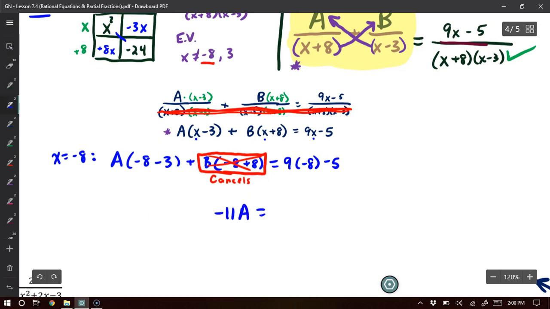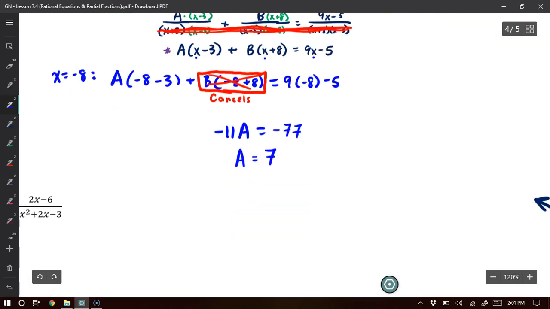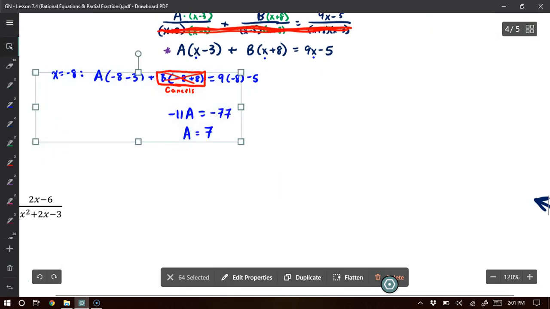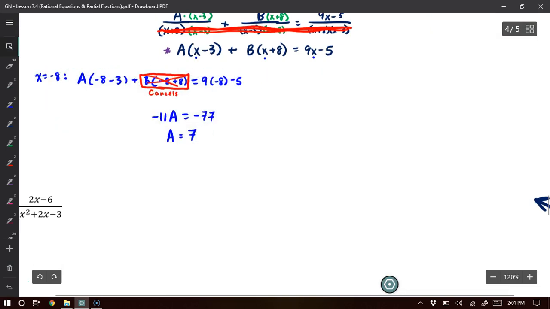Let's look at the right side. I get -72 minus 5, -77. A, if I divide, is +7. We have the value of a. So by plugging in one of the excluded values, it cancels out one of the variables. In this case, it was b. We plugged in to x, and I was only left with the variable a.